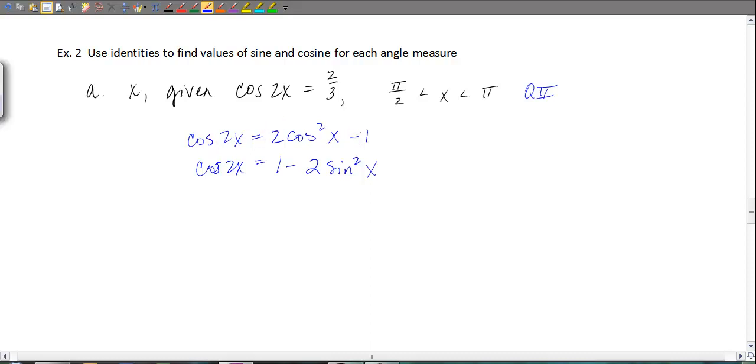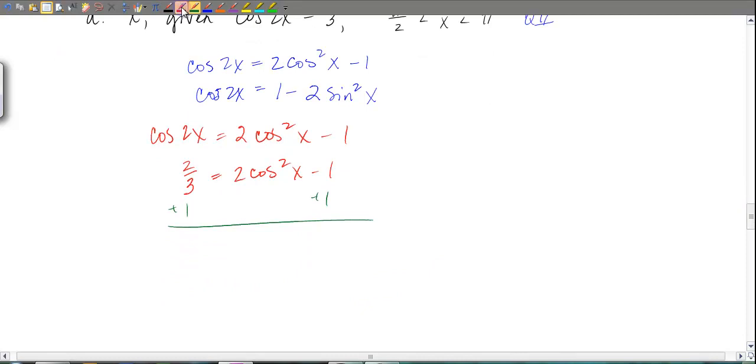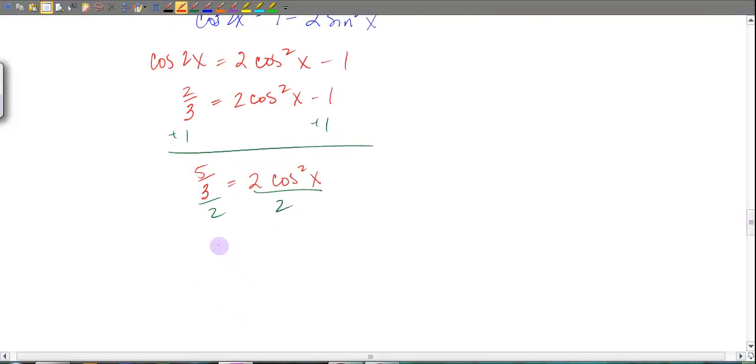So let's go ahead and take the first choice, and I'm going to do that one first. If I know that the cosine of 2x is 2 cosine squared x minus 1, I'm going to replace cosine 2x with 2/3. So we get 2 cosine squared x minus 1. All I'm solving for is this part right here. We're going to add 1 to both sides. We end up with 5/3 is equal to 2 cosine squared x. So I'm going to divide both sides to get rid of that 2. That's going to give me 5/6 is equal to cosine squared x.